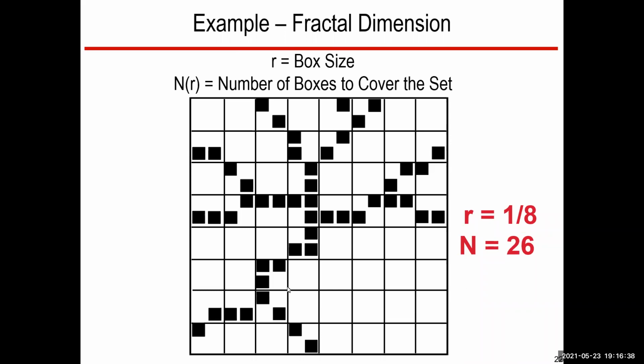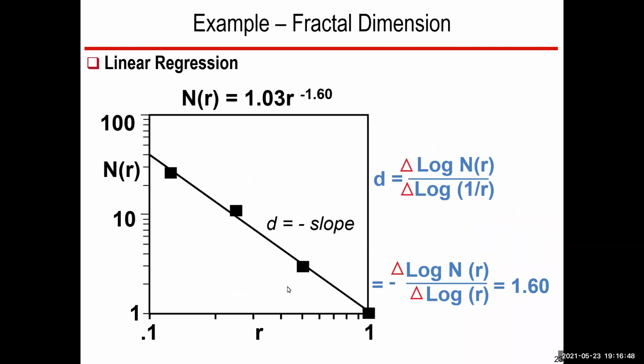And then we use 1/8 unit length, and the number of boxes is 26. Finally, we collect all the results and put them in a graph. The x-axis is the box length, and the y-axis is the number of boxes. We have different points here. Then we use linear regression to find the curve, and we calculate the slope as the fractal dimension, as you can see here.